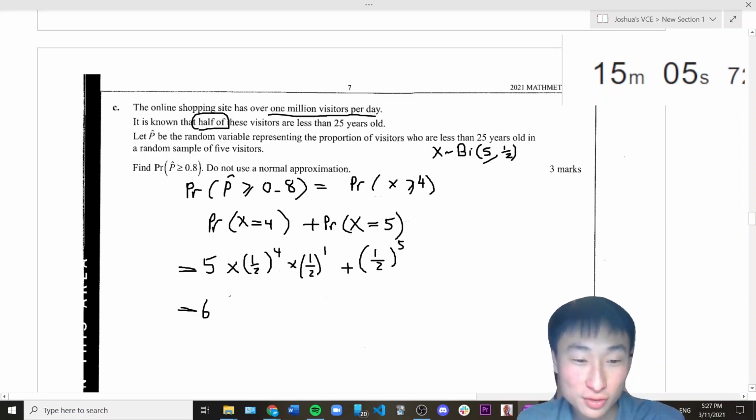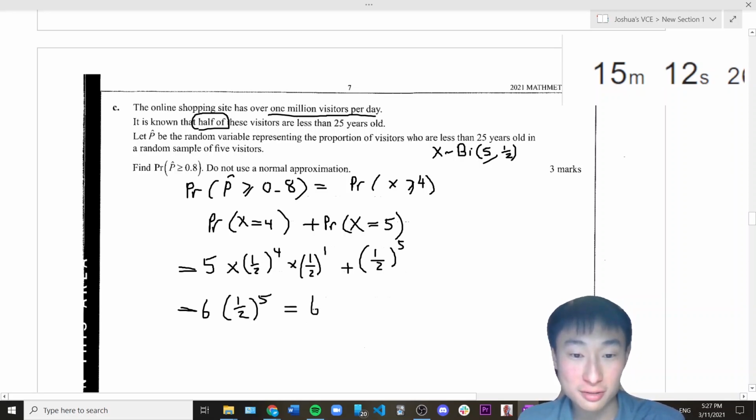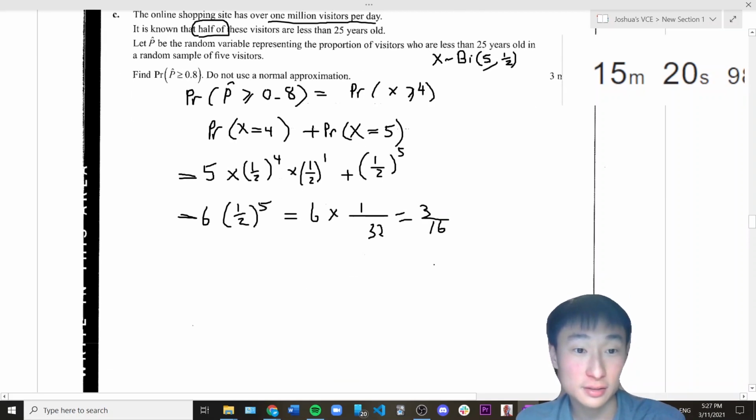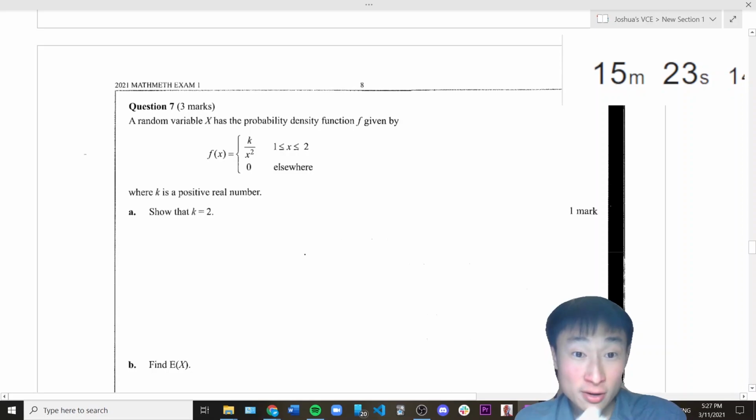Half, 6 times a half to the power 5. Yeah, that looks right, I think. 6 over 32, that's 3 over 16. Okay, hopefully that's right.